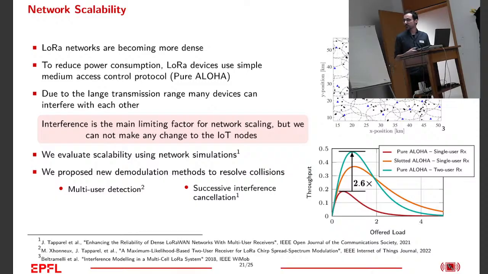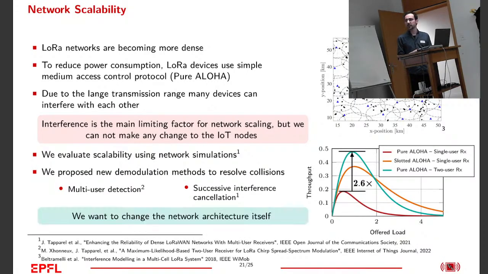So we propose some methods to resolve collisions. Normally, if two people speak at the same time, either both information is lost, or one is shouting loud enough that you hear at least that one. But we also focused on recovering, for example, both users that would transmit at the same time. Now it has some limitations, so what we want to do now is work on the network architecture, so the way the data is processed.